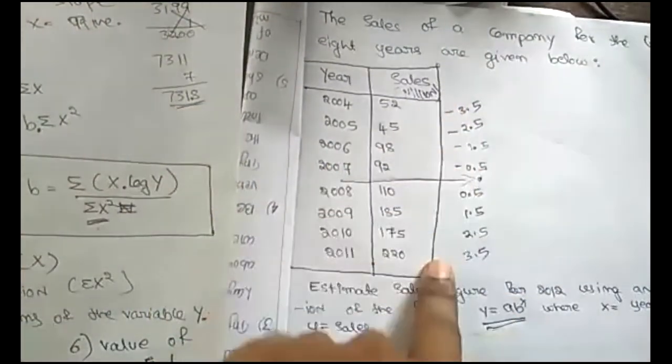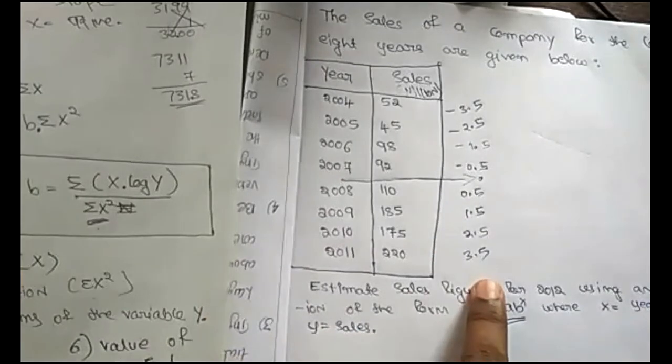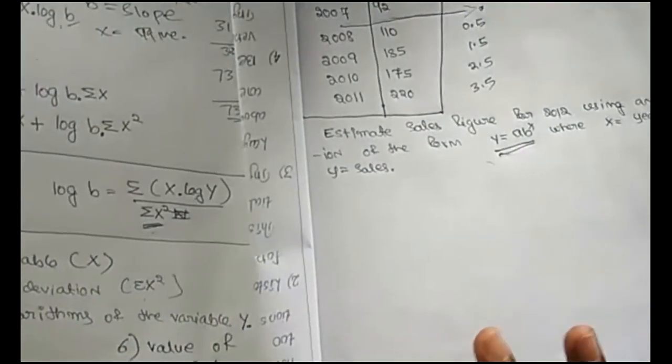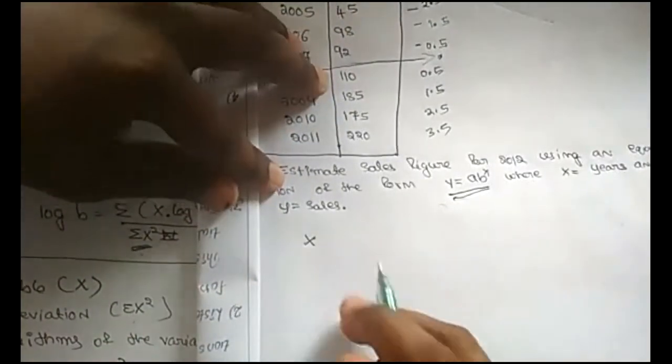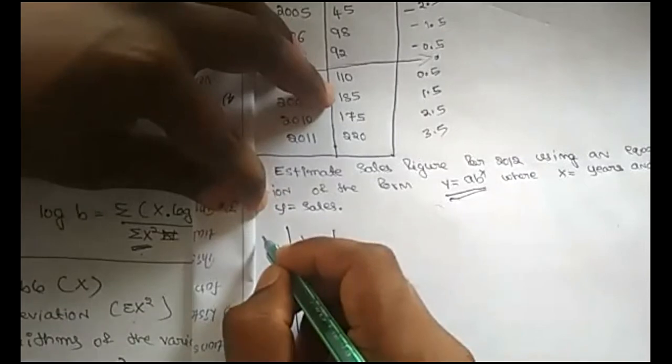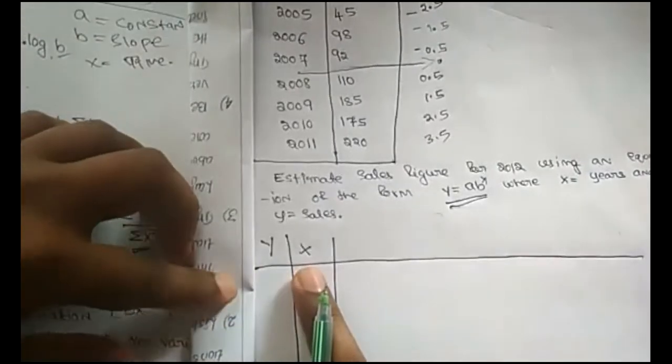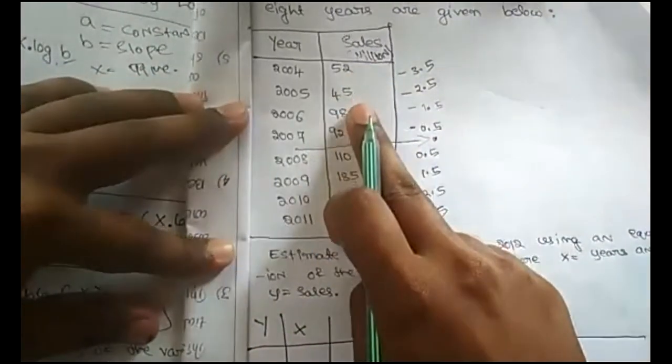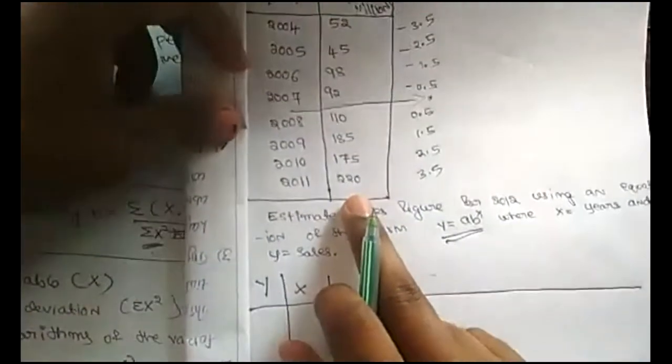When we get even years, we can follow this technique to find the value of x. Now we'll jump into the solution, how to estimate the values. First write down the value of x and the value of y. The value of y is nothing but the actual values, that is sales. So just write down the sales values.